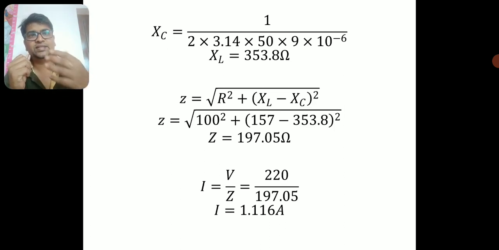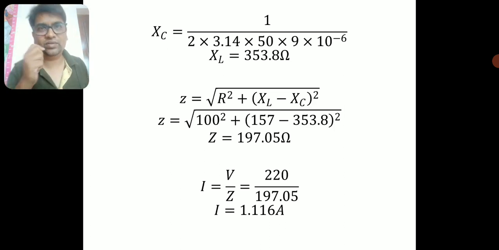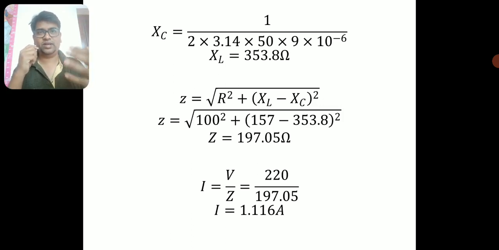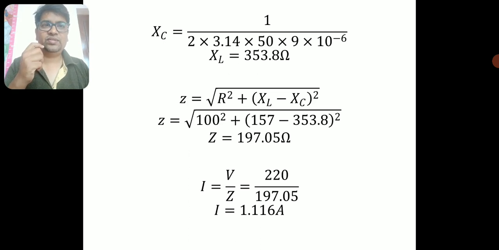So after knowing XL and XC, I can easily calculate the overall opposition, which is the impedance. Impedance Z is equal to root of R square plus XL minus XC whole square. Go on substituting one by one. I know the value of R, I know the value of XC, I know the value of XL. So go on substituting one by one, square it, add it and take the root of it. So your answer is 197.05 ohm. Z unit is also ohm.